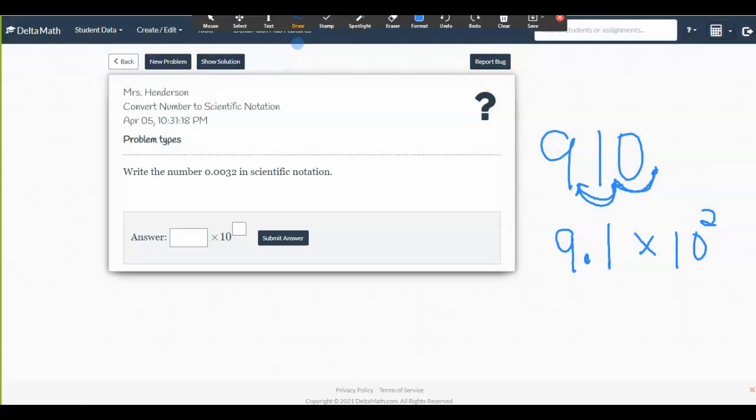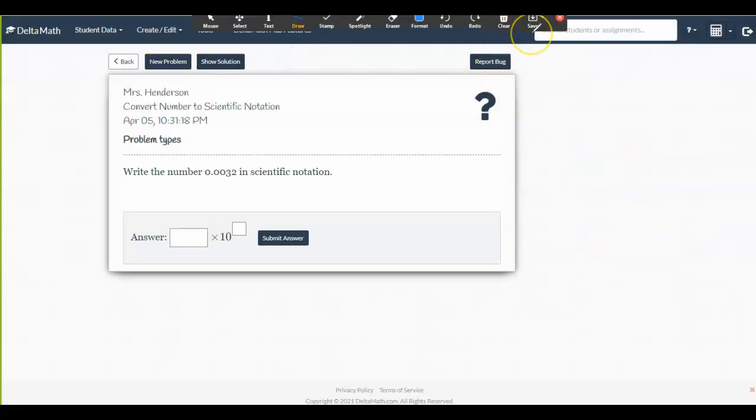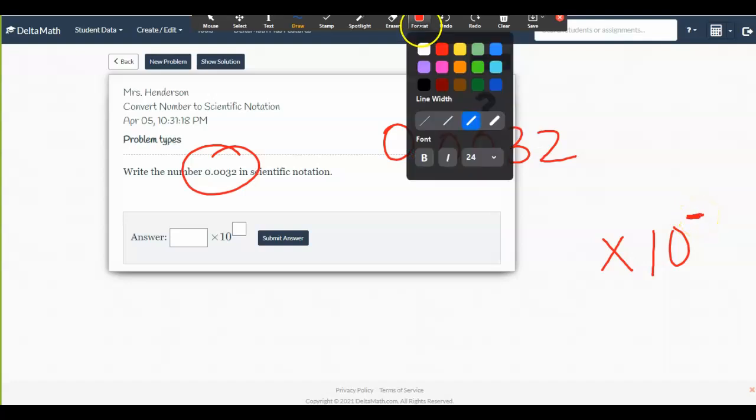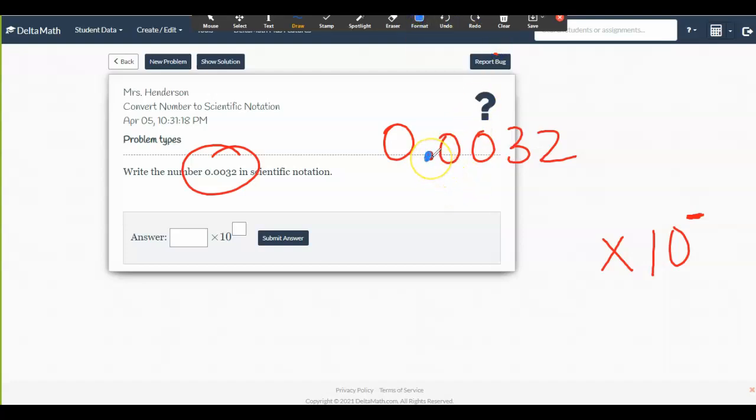All right, let's take a look at this one. Look at my original number. My original number is 0.0032. Now that number is lower than 1. So that means my exponent's going to be negative. Now let's decide what the exponent should be. Well, the decimal point is here, but it needs to be between the first two non-zero digits.